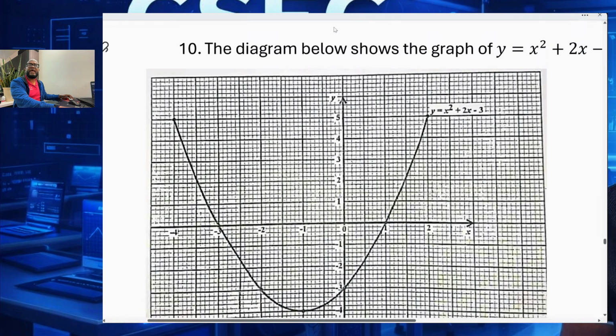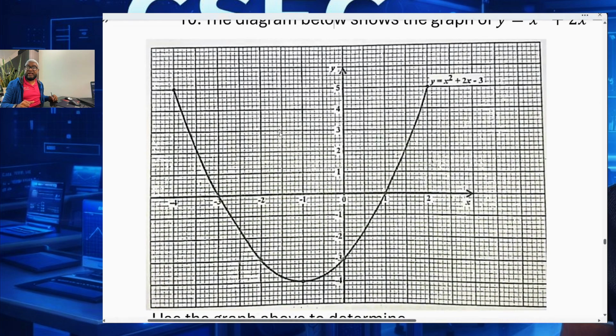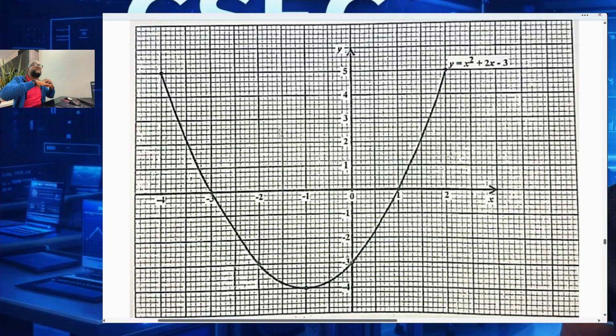Yes, number 10. So when I get a question, sometimes I don't even watch what the question asks. I analyze the facts, right? What are the x-intercepts here? Let me zoom in properly. 1 and negative 3. That's a fact. What is the y-intercept? Negative 3. Fact. What are the coordinates of the minimum point? Negative 1 comma negative 4. That is a fact, right? So we have all these facts and we're going to roll into the question now.